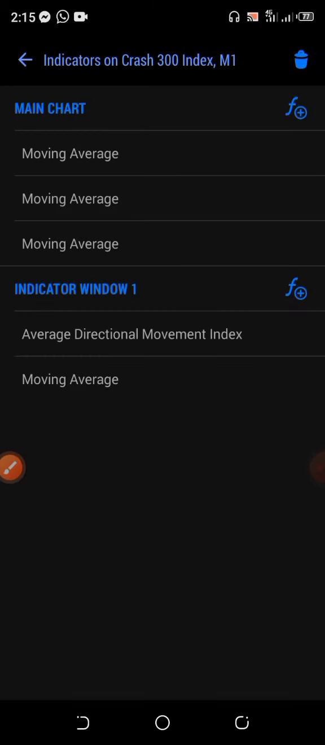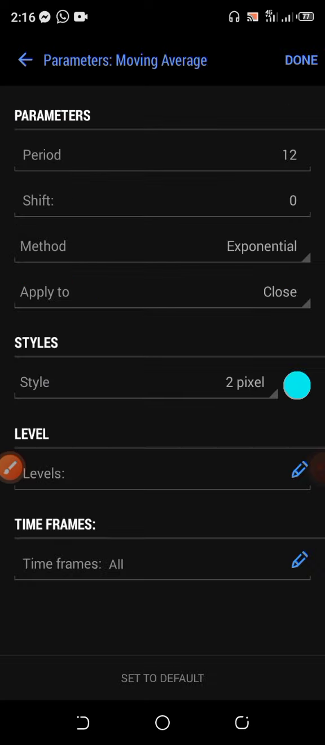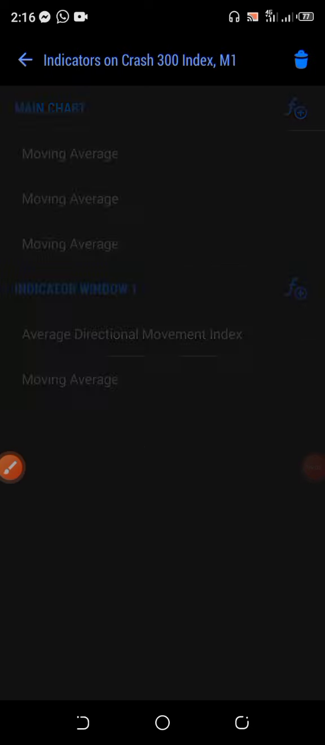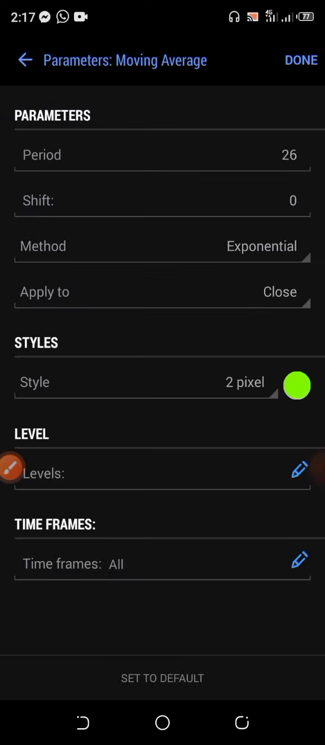Okay, let's go on. This is where to see the indicators that I've used, the indicators on Crash 300, applicable to every other thing. Number one is moving average. We have moving average 12. The second one is moving average 26. The third one is moving average 9. Choose your color. That is the trend moving average.